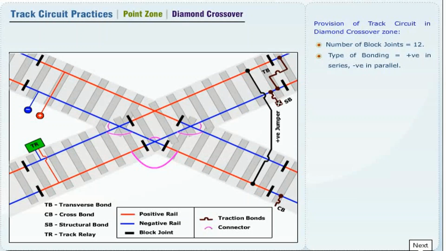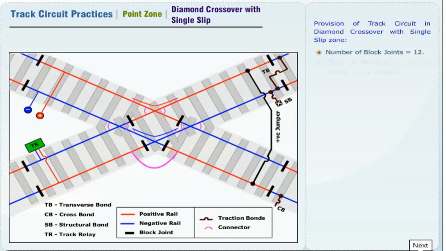Provision of track circuit in diamond crossover zone. Number of block joints are 12. Type of bonding used positive in series and negative in parallel. Provision of track circuit in diamond crossover with single slip zone. Number of block joints are 12. Type of bonding used is positive in series and negative in parallel.